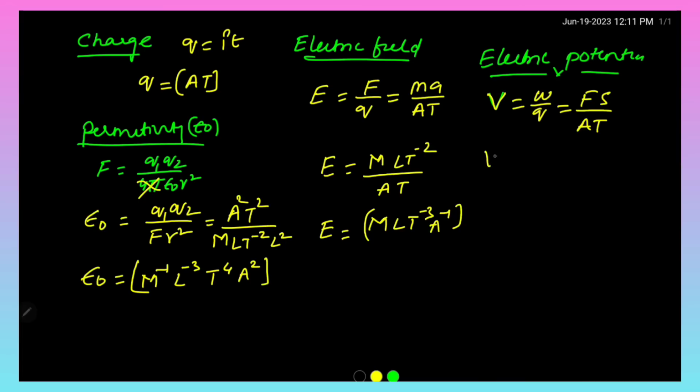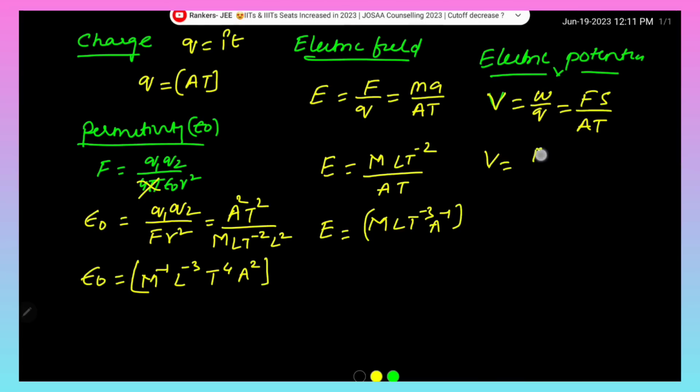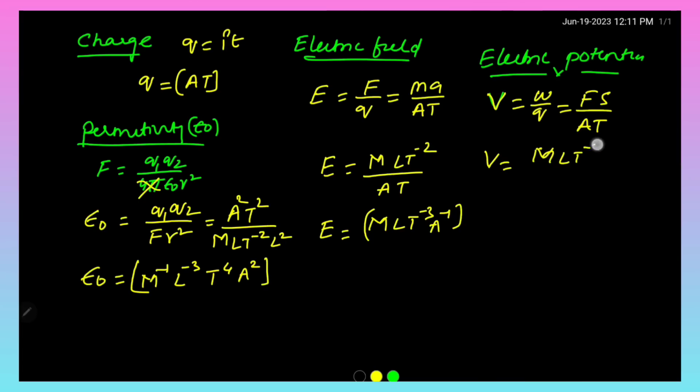Therefore electric potential can be taken as force, which is nothing but mass into acceleration LT power minus 2, displacement is again L, A is there and T is there. So therefore here we are going to find out the dimensional formula for V. As M you will write as usual, L square will be there, T comes to numerator, becomes T power minus 1, already T power minus 2 is present, so we will write it as T power minus 3 and A power minus 1. This is going to be the dimensional formula for electric potential.